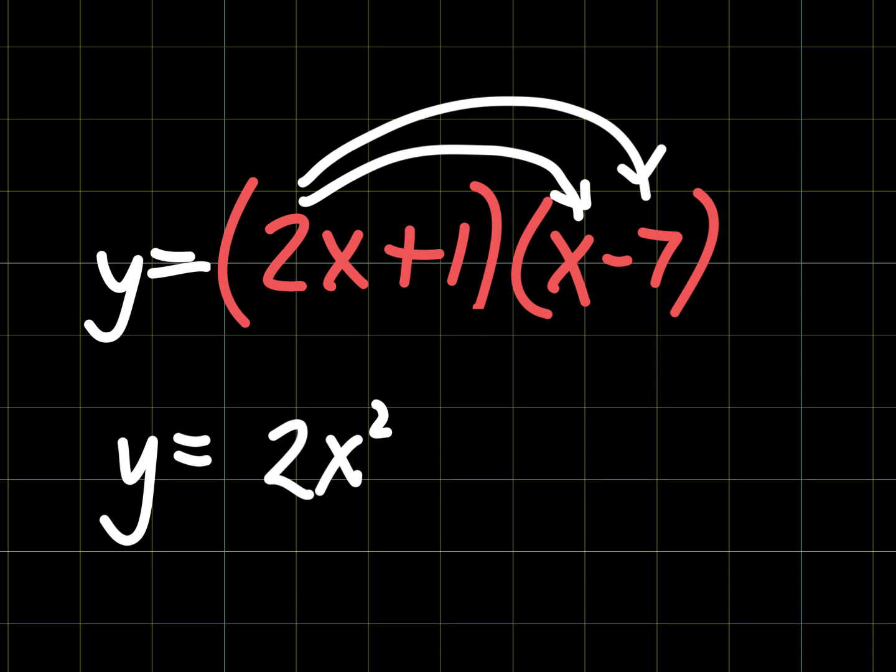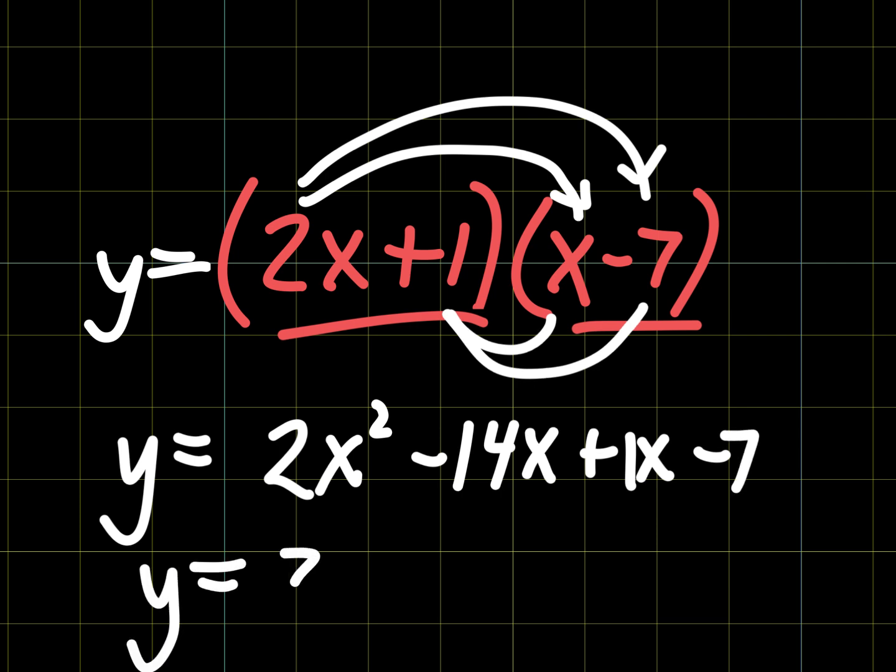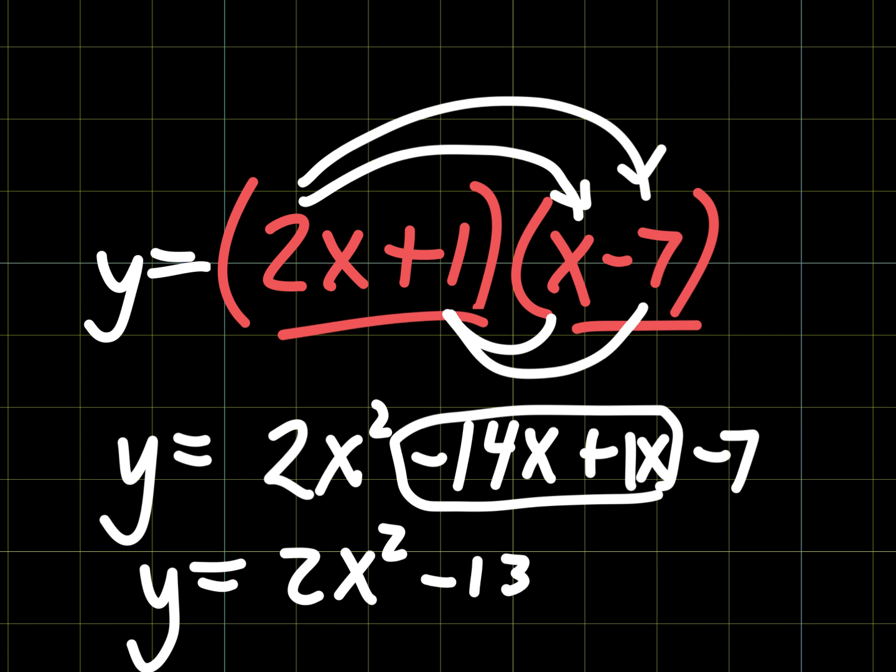Now this form is not good for finding the vertex. This form is good for finding the x-intercepts, which we'll talk about in a minute. But multiplying it all the way out gets you 2x squared minus 14x, and then plus 1x, and then this last one is minus 7. 2x squared, these together make minus 13x, and then minus 7. There we go.